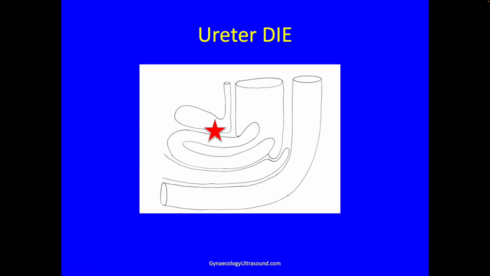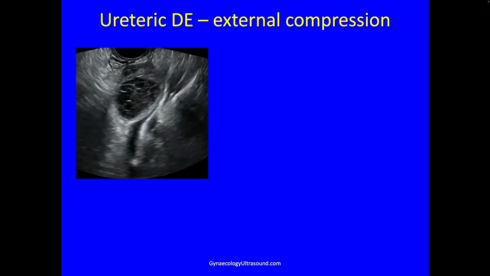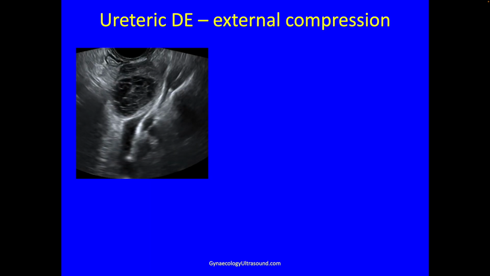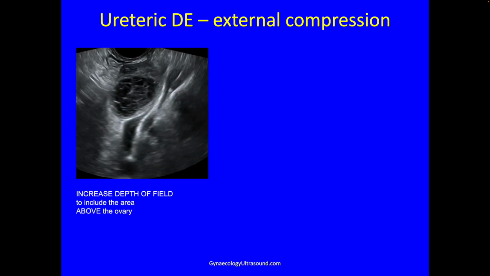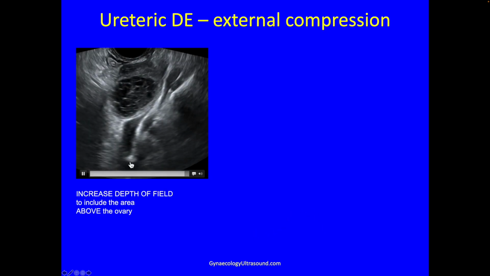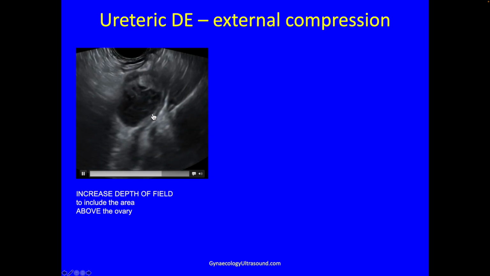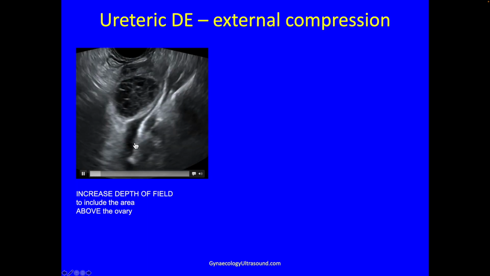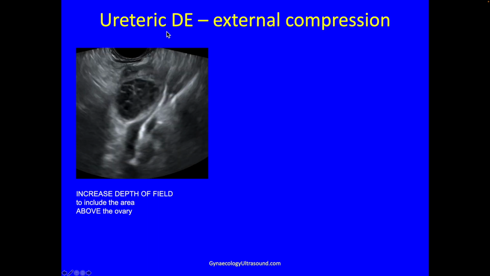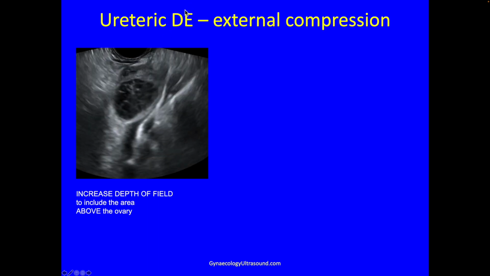So where do we look for ureteric DE? We look at it at the bladder, at the junction, but also at the internal os. And so ureteric DE is mainly, of course, external compression by fibrosis. And if you extend your field of view to look above the ovary, you might see that this ovary is fibrotic to the ureter. There's a small hydroureter above it. Patients' feet are that way.